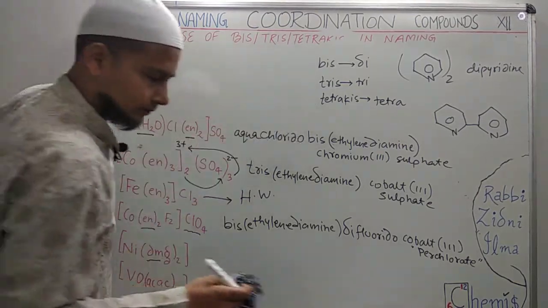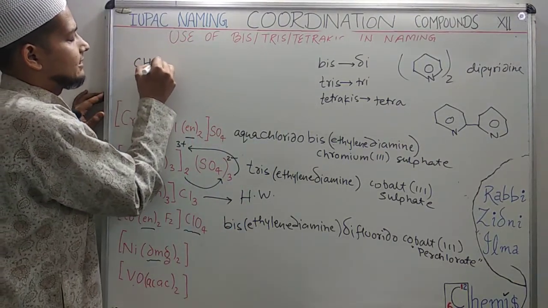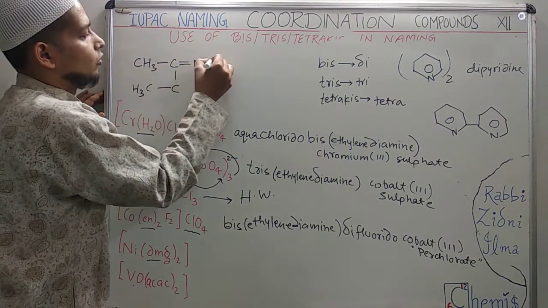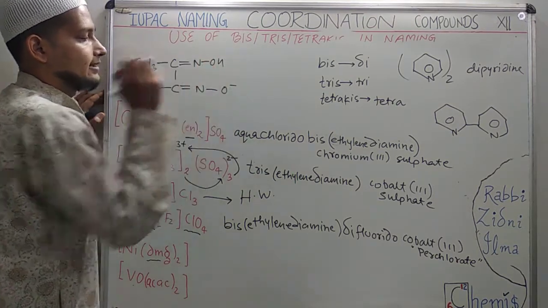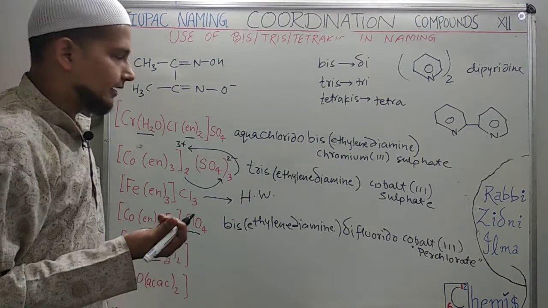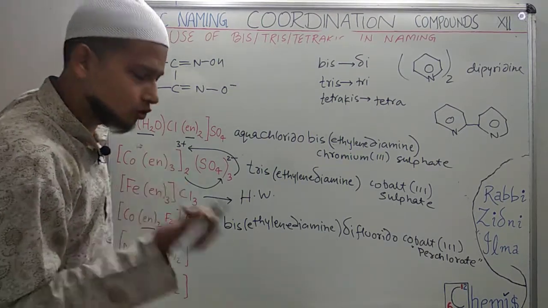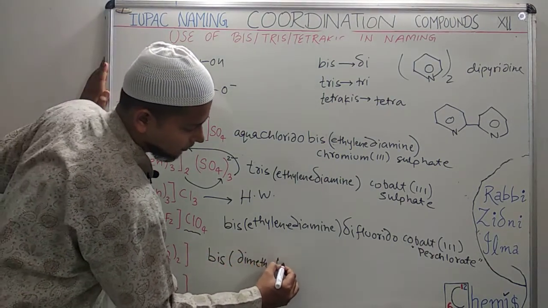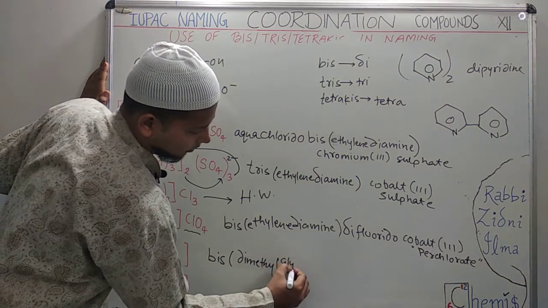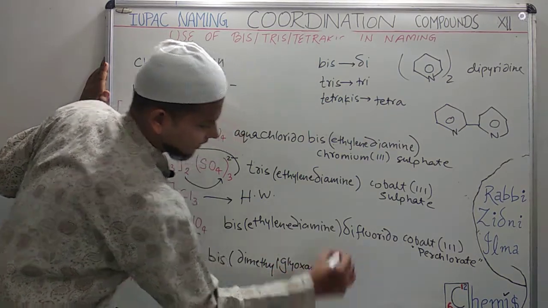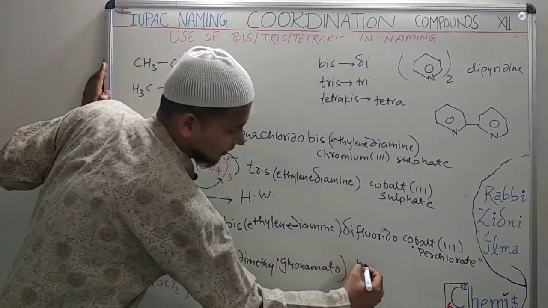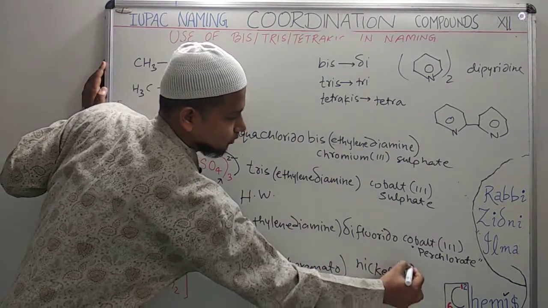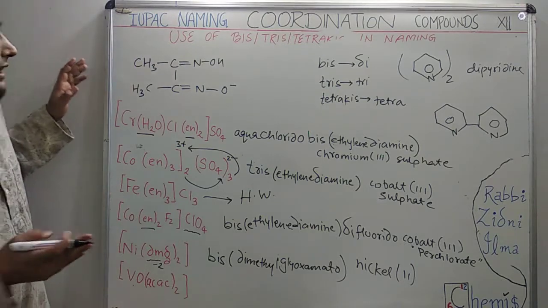First of all, the structure. The structure is something like CH3 C C C C C, NOH, NO with a minus. It is DMG, dimethyl glyoxime, and in IUPAC it will be written as dimethylglyoximato. So this will be bis(dimethylglyoximato). This is nickel, and the oxidation state will be: -1 for DMG, 2 DMG is -2. That will give us 2. Done.